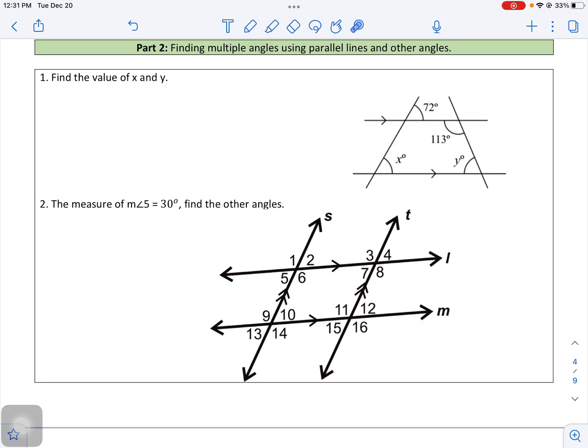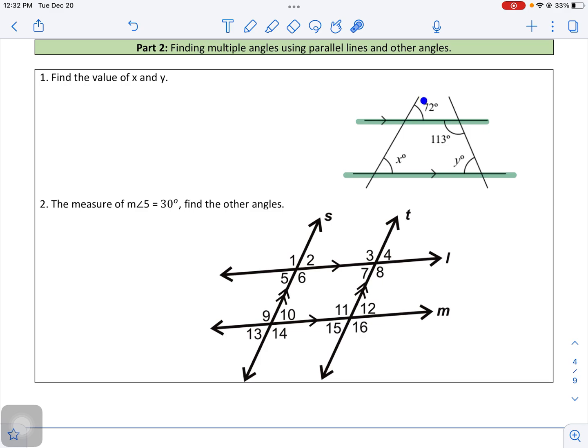All right, so I see this line and this line are parallel. These two lines are parallel because they have those little arrows on them. Now, we have two transversals. Remember, a transversal is something that crosses a parallel line. So here's a transversal and here's a transversal, two transversals.